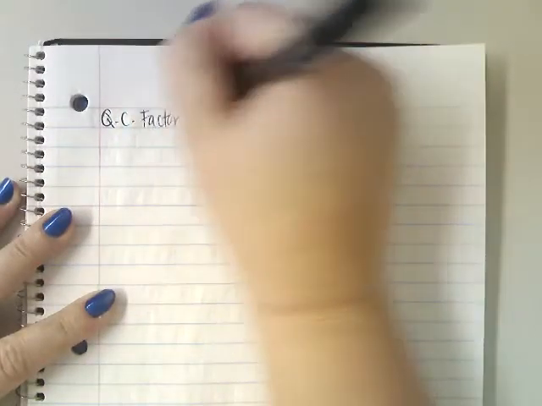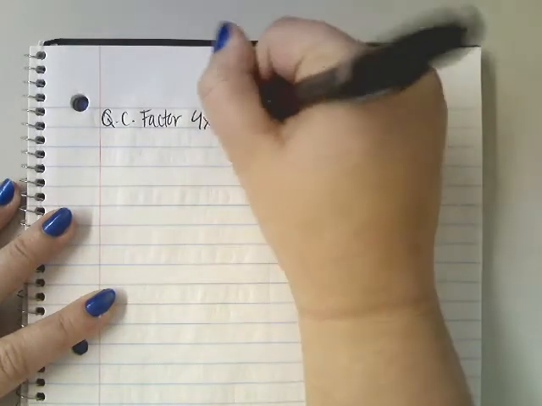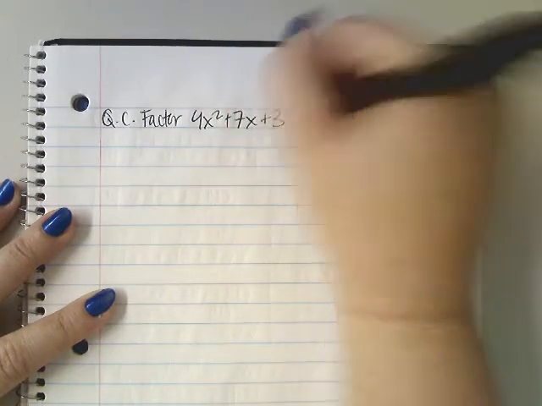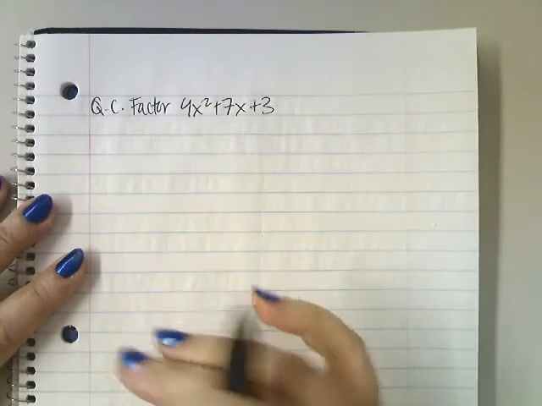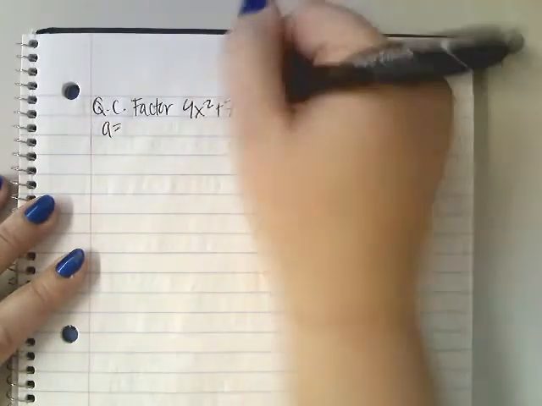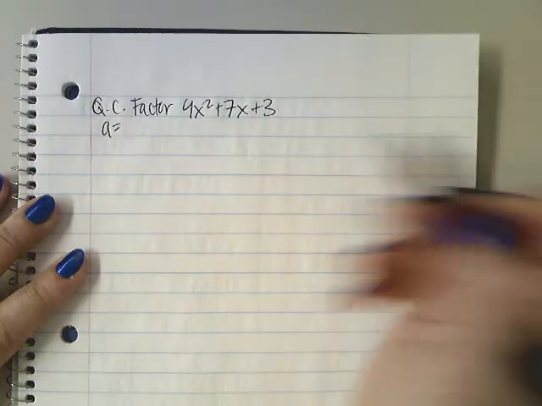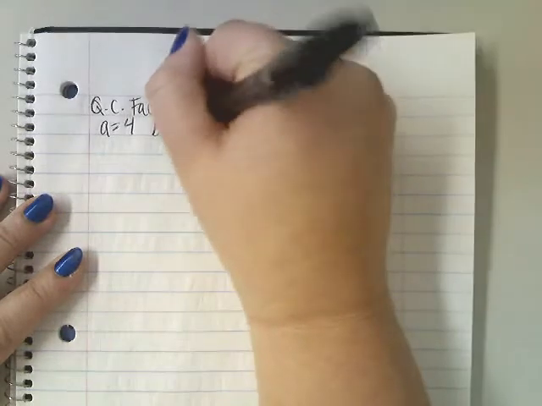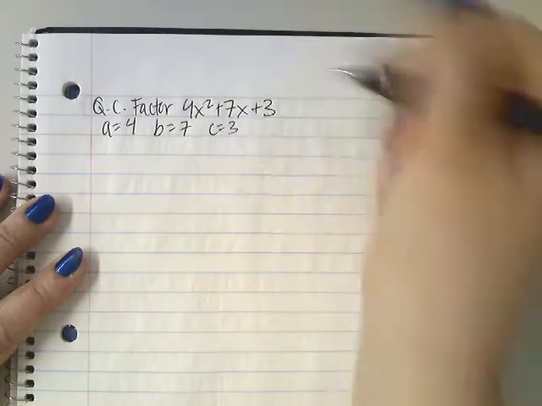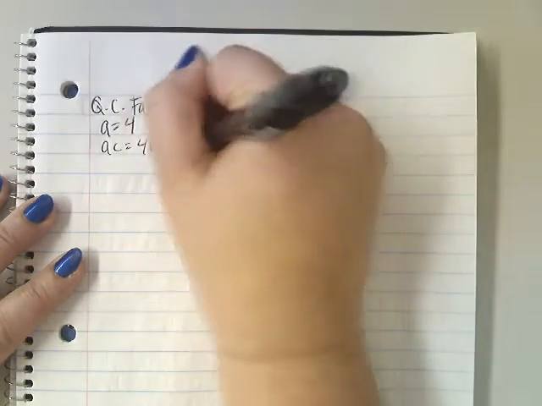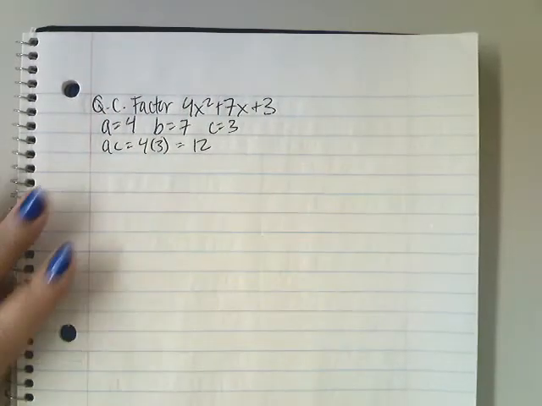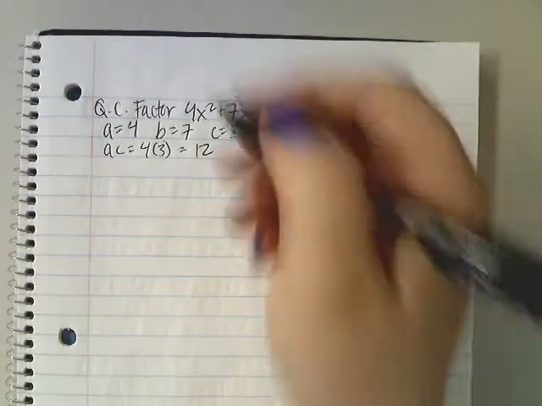So what I want you to do here is factor 4x squared plus 7x plus 3. So pause that one, try it on your own. I'm going to go over it now. So I'm going to start by, I don't have any common factors. 7 and 3 are both prime, so I can't pull out a greatest common factor. So I'm going to identify my a, b, and c values. And I'm going to find a times c, which is 4 times 3, which gives me 12. So I'm going to find factors of 12 that sum to 7.